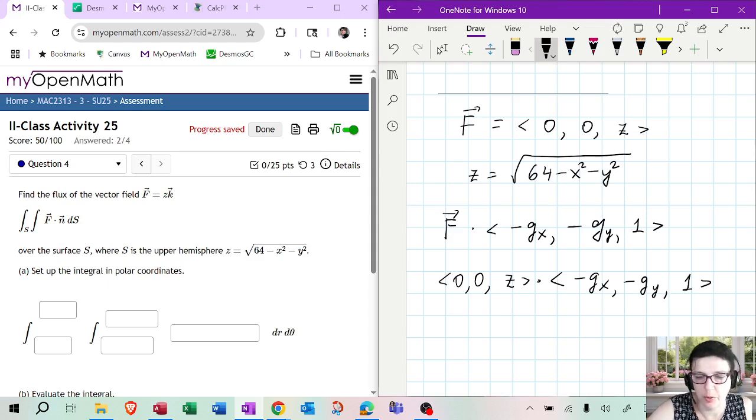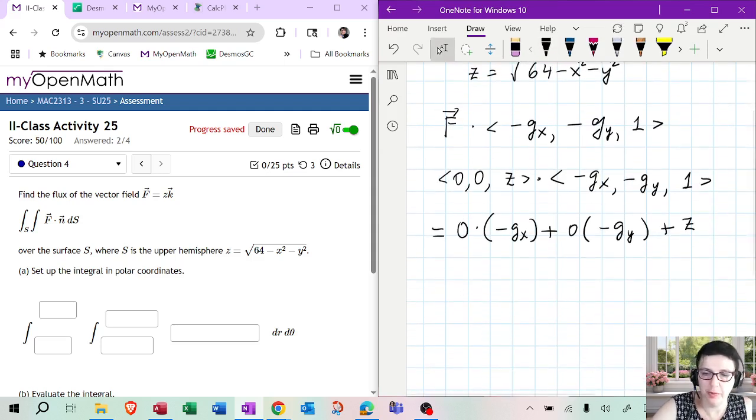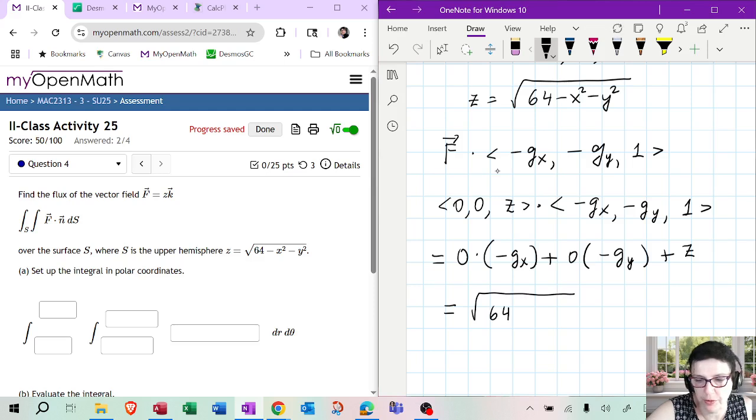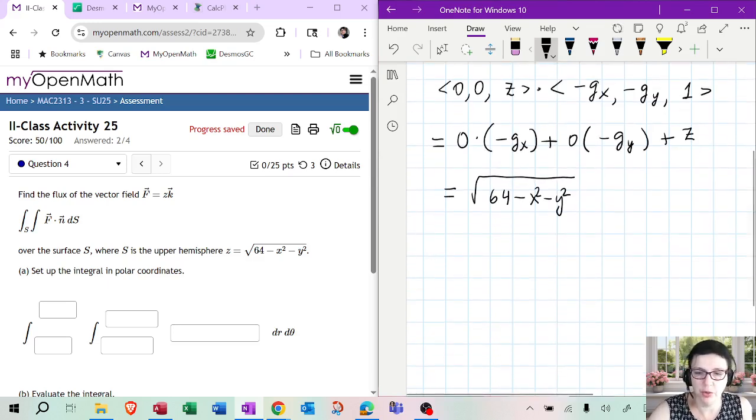This is a simple problem because 0 times anything is just going to be 0, so I don't care what it is. And then we'll just have a z. However, z cannot be left as z because this is a surface integral. On the surface, z equals that square root. So this is going to be square root of 64 minus x squared minus y squared, and that's what we're going to need to integrate.